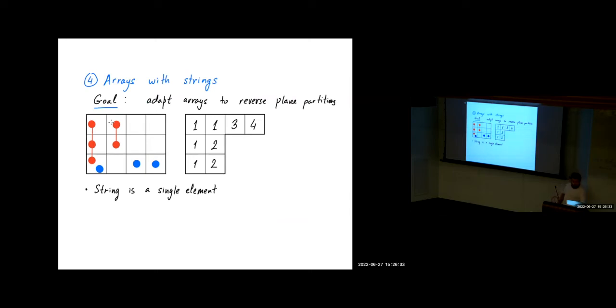Okay, so let me pass to the final part. These are what we call arrays with strings, and this is a way to view reverse plane partitions. Let me take the blocks of identical elements in columns, like 1, 1, 1 here. Take the corresponding balls and join them by a string. So here I have 2, 2. So this means that this 2 and this 2 are also joined.